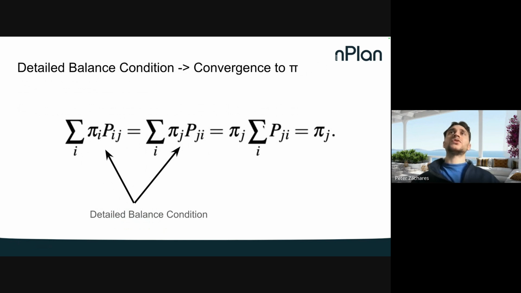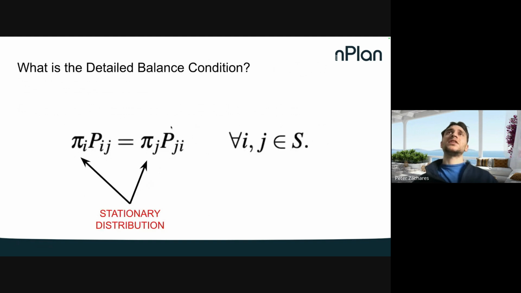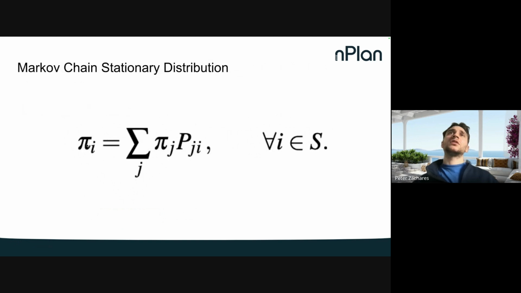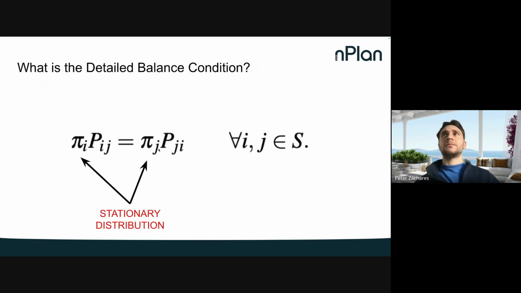Because you're able to use, like going from here to here. Can you see my cursor? Yeah, going from here to here. You're using the detailed balance condition, and what drops out is this definition of stationary distribution.